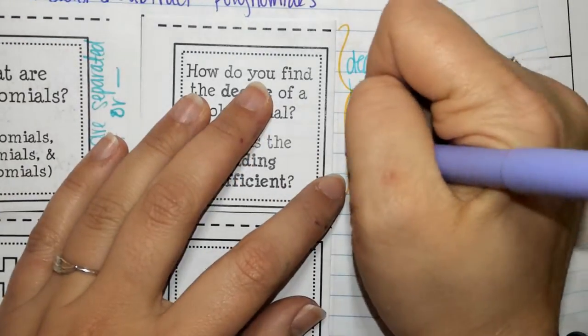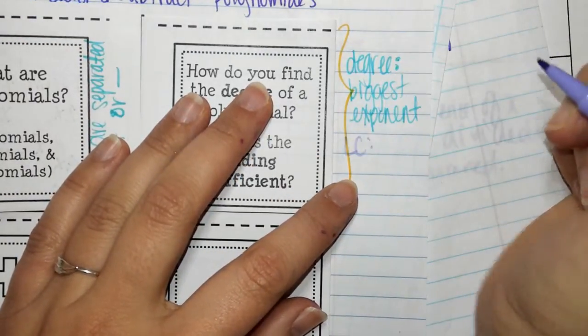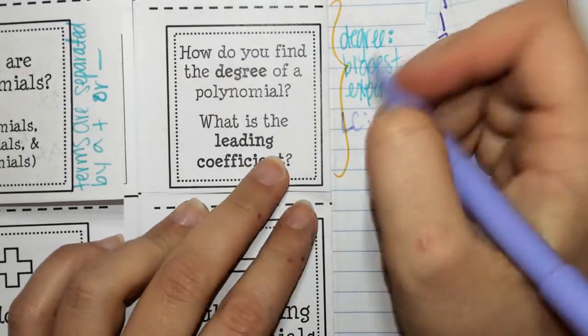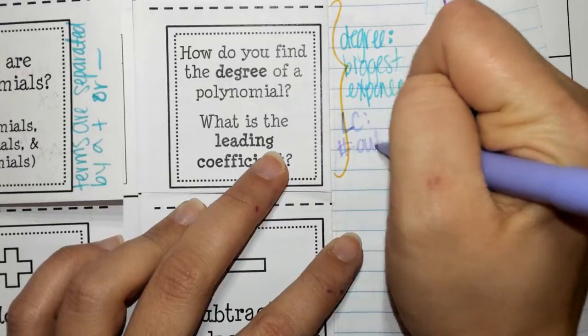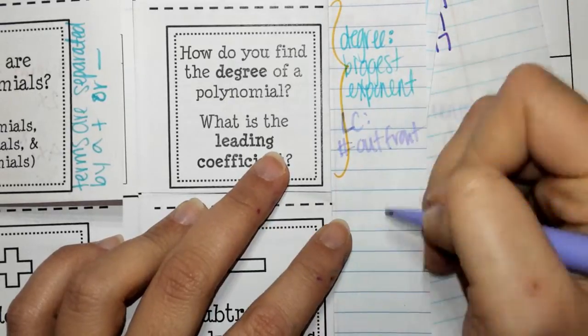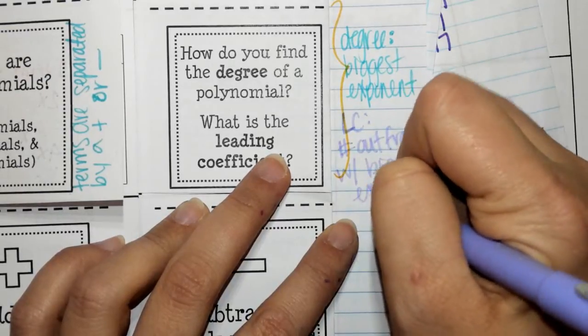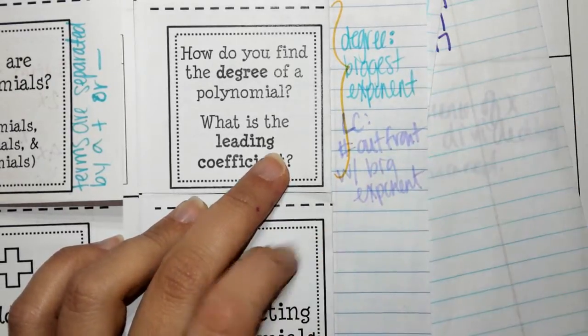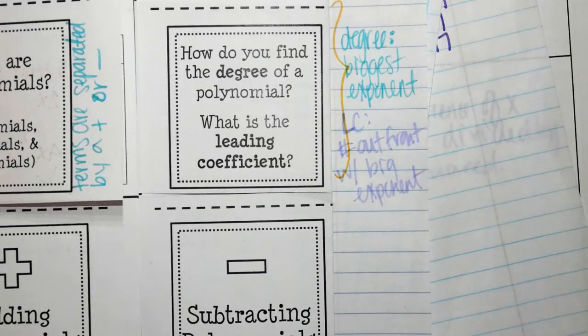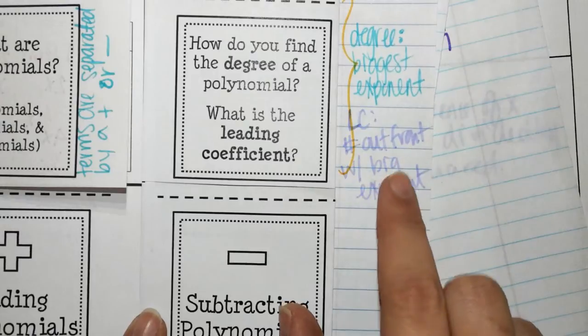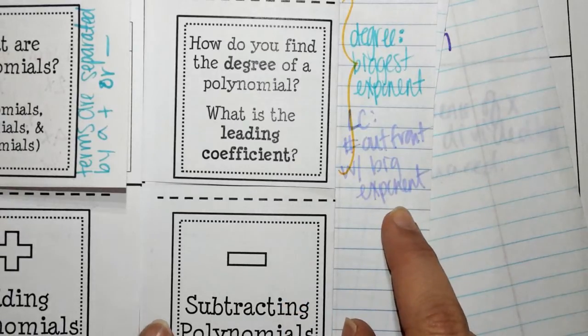Your leading coefficient, or your LC, is the number out front with the big exponent. I have to tell you one more time. Understand me? LC, number out front with big exponent.